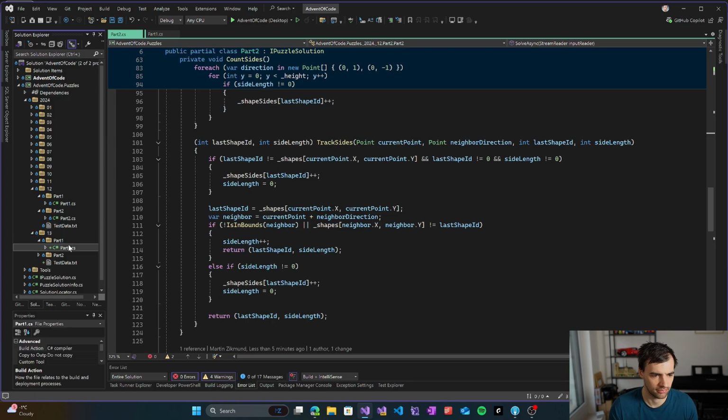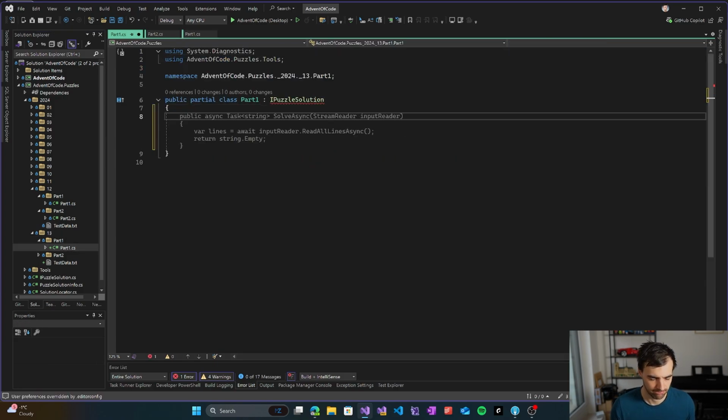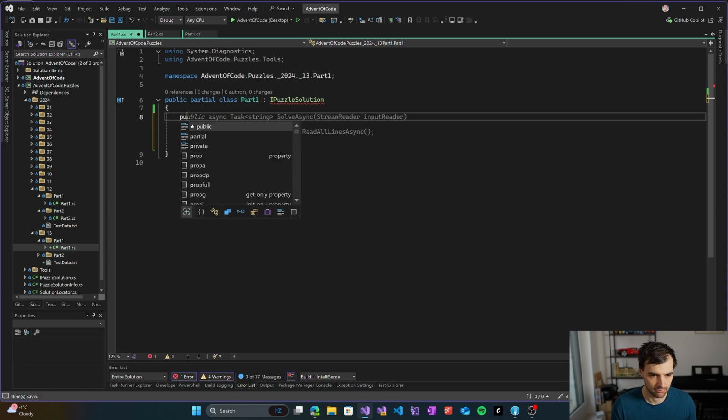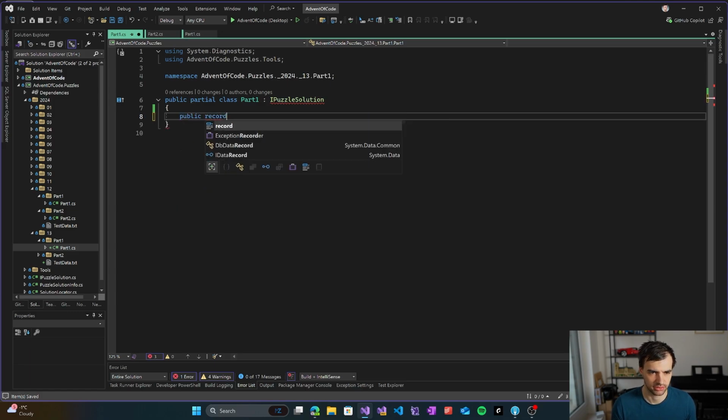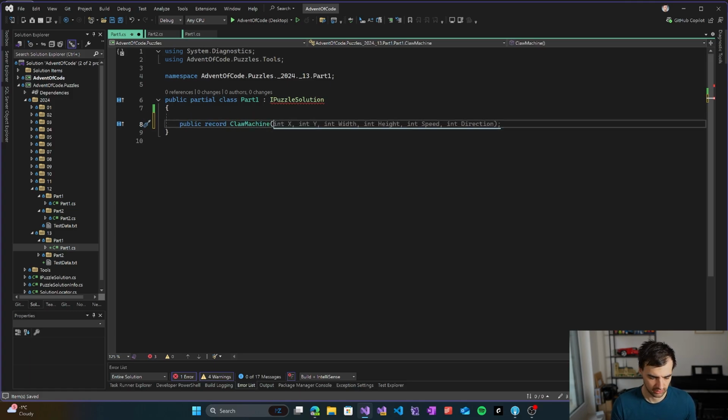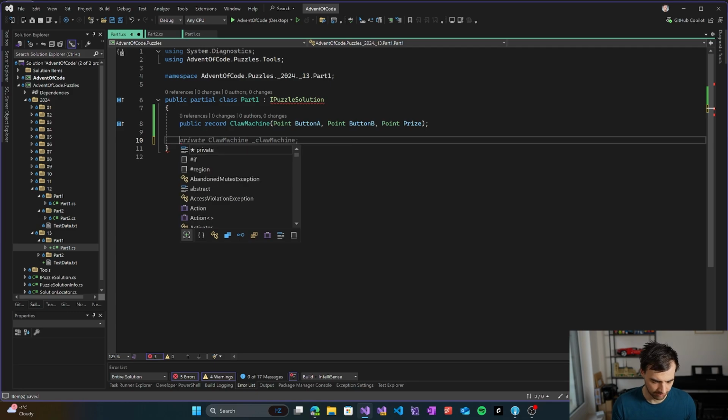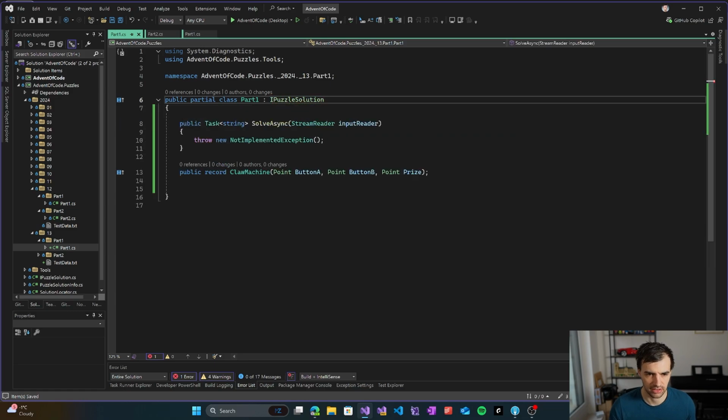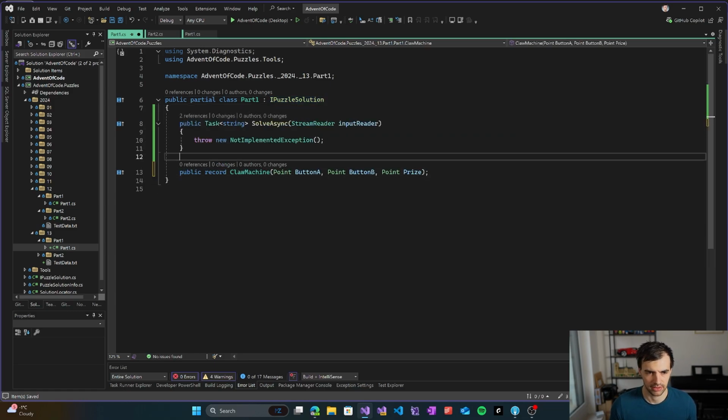So here we go. We will have a public record ClawMachine, which will have a Point ButtonA, a Point ButtonB, and a Point Price. This will be our claw machine, and in the solution we will be reading in the claw machines.